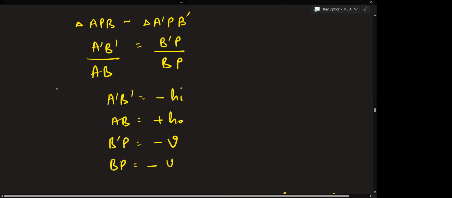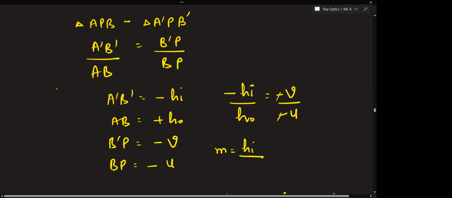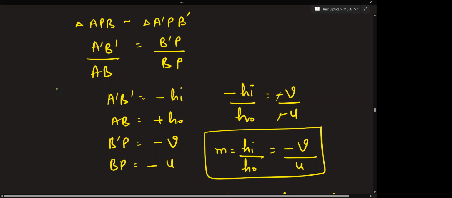This will also be negative of object distance. Fine. Now, if you keep it here, a dash b dash by ab, you will observe that this is minus height of image by height of object is equal to minus v by minus u. It means magnification becomes what? Height of image by height of object is equal to, this minus sign will come here, minus v by u. This is the magnification formula.